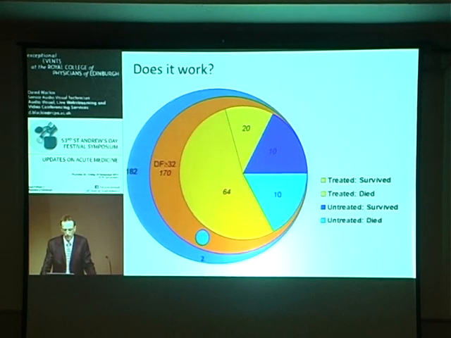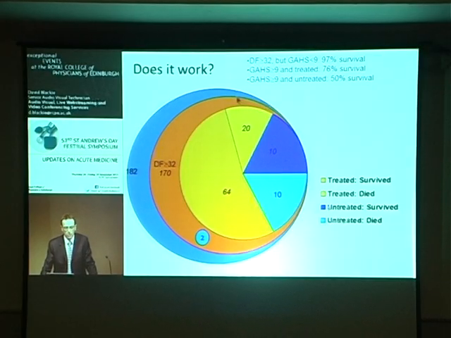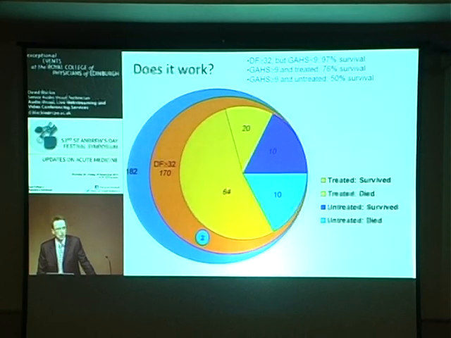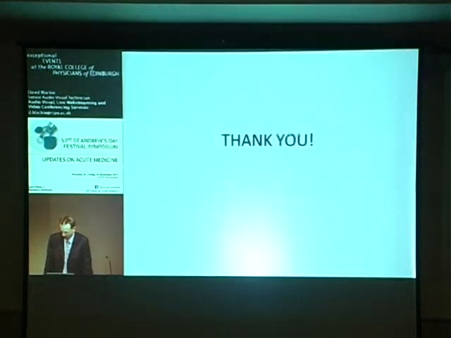And what you can see from that quite clearly is this summary, which is that if your discriminant function is greater than 32, but your GAS is less than 9, you're going to survive anyway. If your GAS is greater than 9 and you're treated, your survival will be 76%. But coming back to my initial question in this talk, if you have a GAS of greater than 9 and you're not treated, then you've got a 50% chance of dying. So that's, I hope, a practical view on 2 scoring systems and 2 common problems in gastroenterology. Thank you.